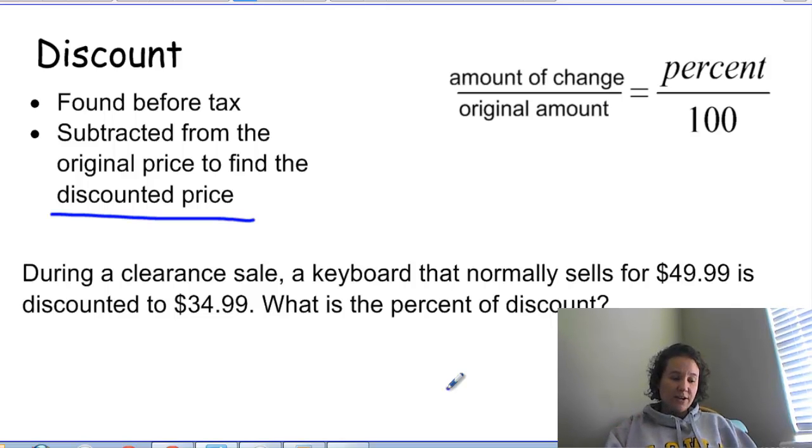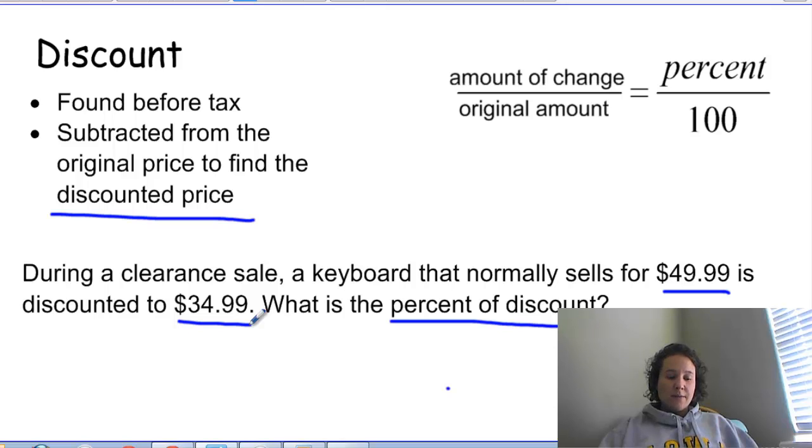This problem right here is asking for the percent of the discount. They're telling me the original price and they're telling me the discounted price, and they want me to find the percent of discount. So it says, during a clearance sale, a keyboard that normally sells for $49.99 is discounted to $34.99, and they want to know what is the percent of the discount.